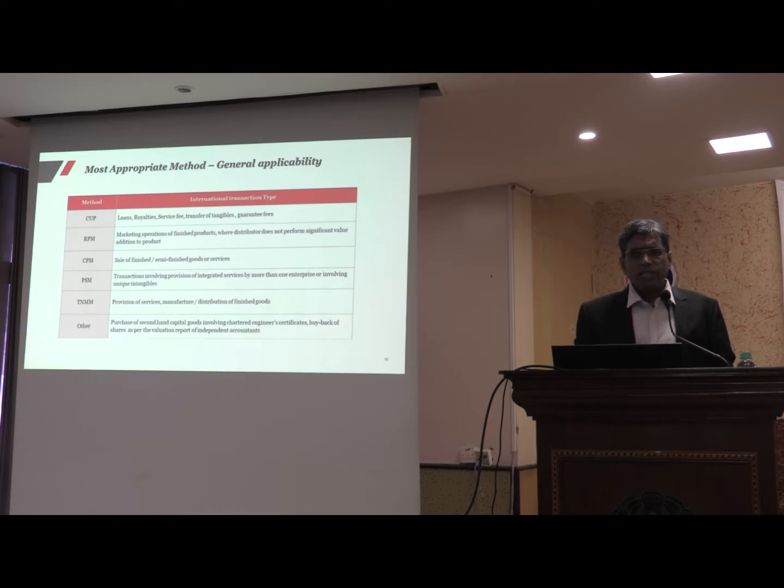And therefore we've seen, practically, that another method is applied where, for example, there's a valuation report for an import of second-hand machinery. Or for that matter, anything relating to a financial transaction.